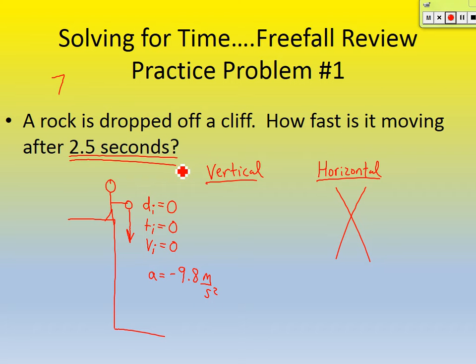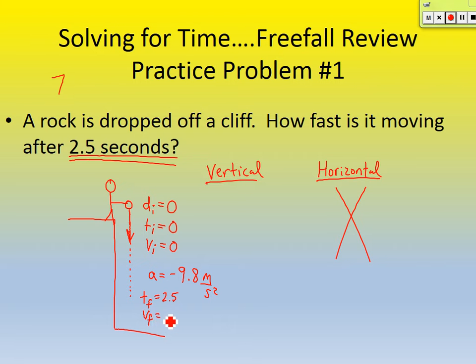It says after 2.5 seconds. So it's going to come down, and after 2.5 seconds, that's what we're going to call time final. So time final is 2.5 seconds. Now let's list the variables that we don't know.